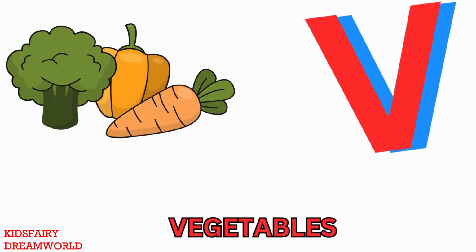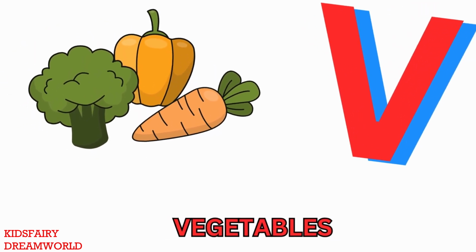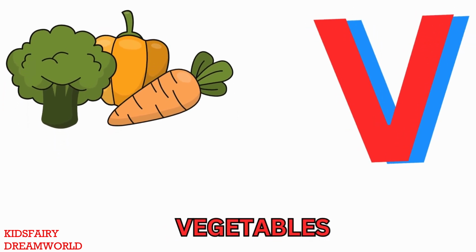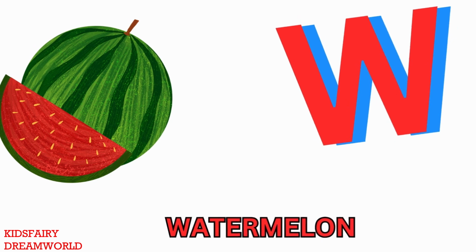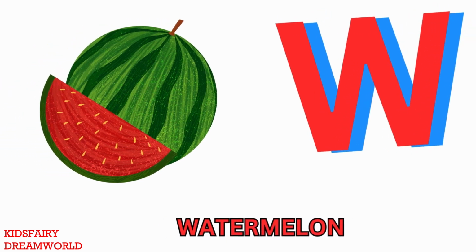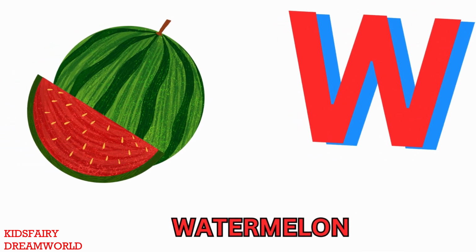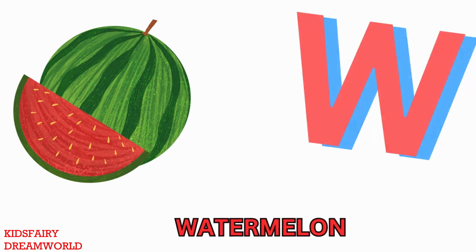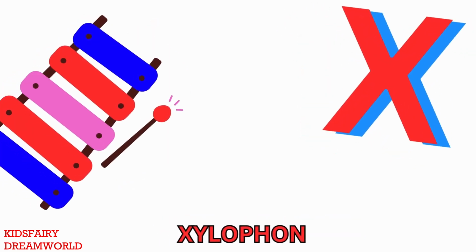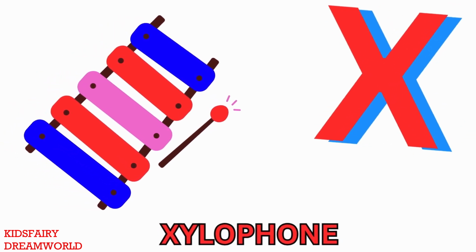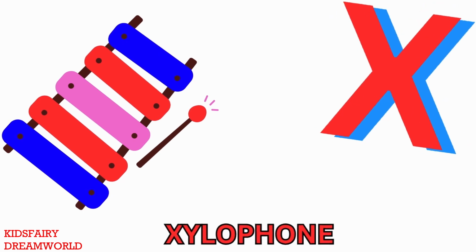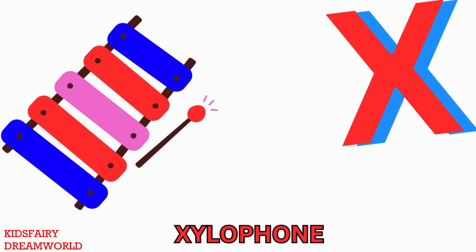V for vegetable. V for vegetable. Vegetable. W for watermelon. W for watermelon. Watermelon. X for xylophone. X for xylophone. Xylophone.